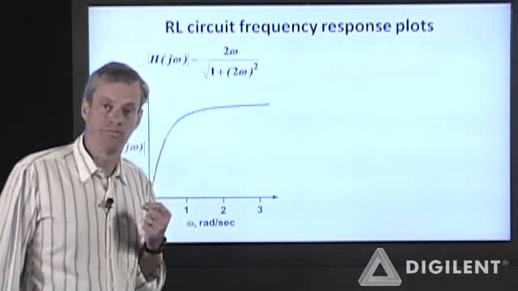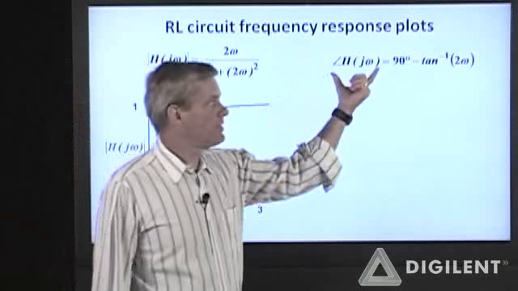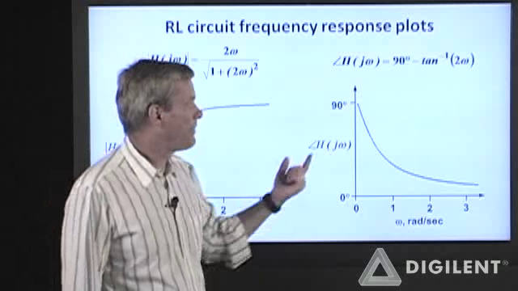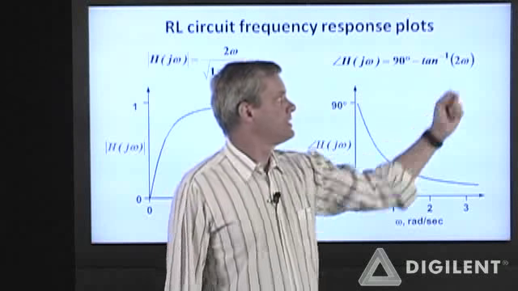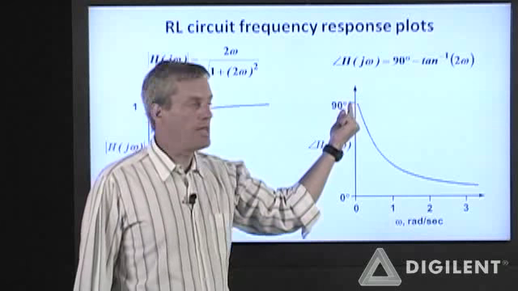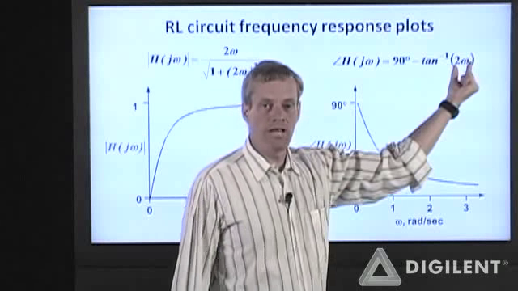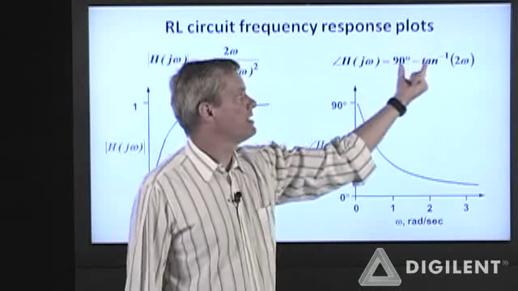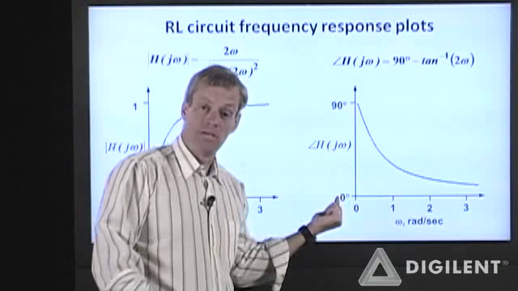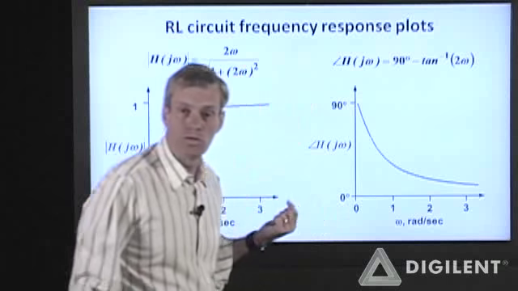The phase response for this is 90 degrees minus the arctan of 2 omega. If I plot that, when omega is 0, this becomes 0 and the phase is 90 degrees. As omega goes to infinity, this becomes 90 degrees. 90 minus 90 is 0. The phase will roll off to 0 degrees as omega goes to infinity.